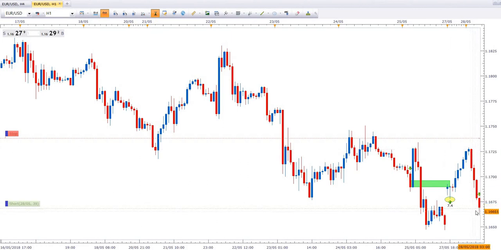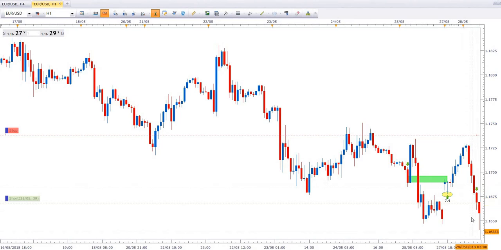It's hit our entry. So we're now in a sell trade, and our stop loss goes above the previous high, which is there. And how far above? 10 pips, which is where this red line is here. So we've got our stop loss in place. We're in a trade, and then we just wait to see what happens.